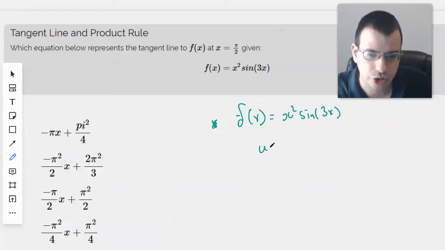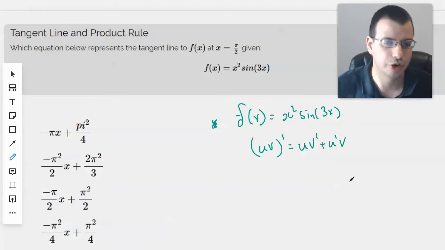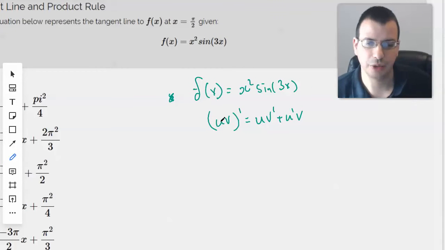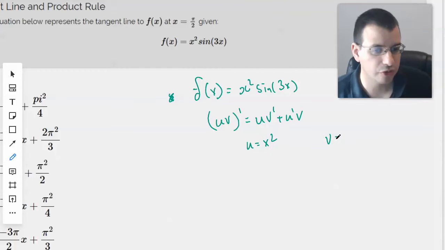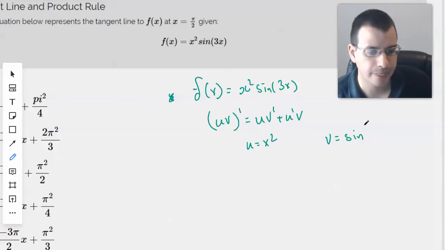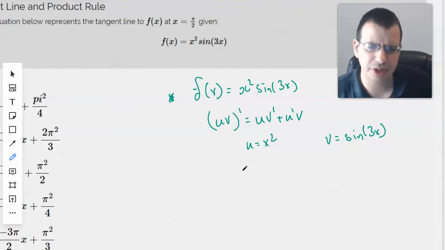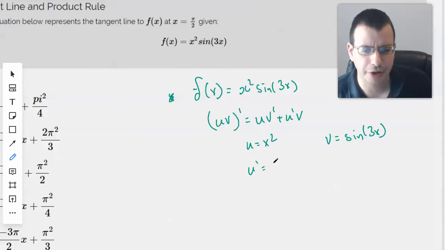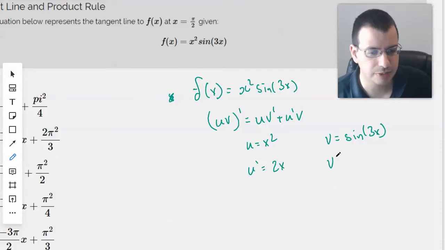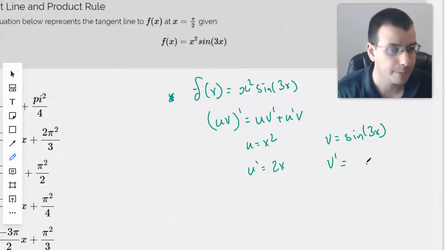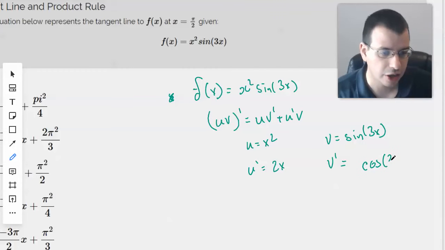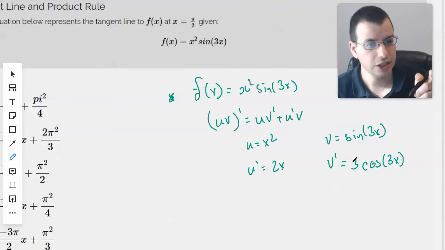So we're going to use (uv)' equals uv' plus u'v. This is just the product rule. Where in this case, I will say that u equals x squared, v equals sine of 3x. Then u' equals 2x, and v' equals cosine of 3x, and I left a little gap here because we're going to have to do the chain rule.